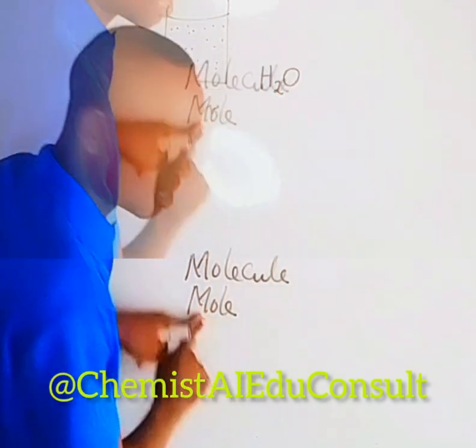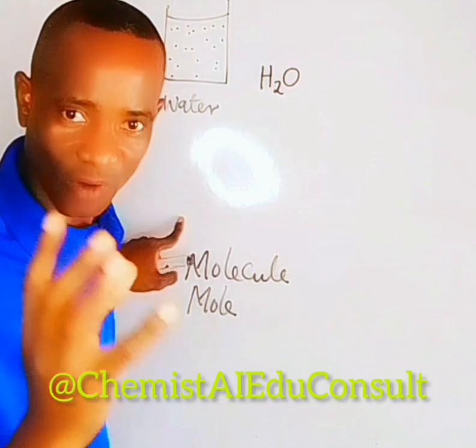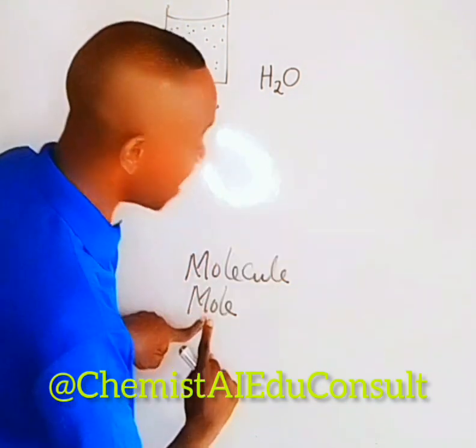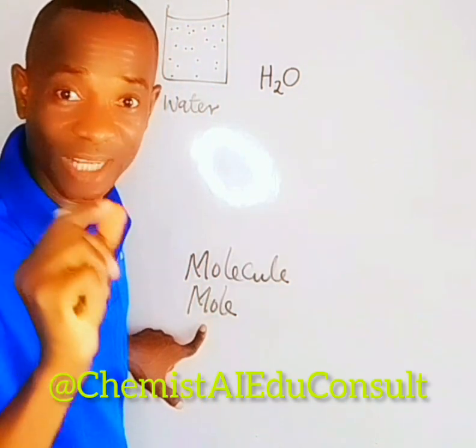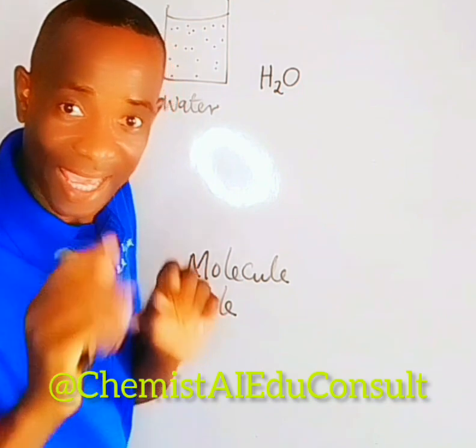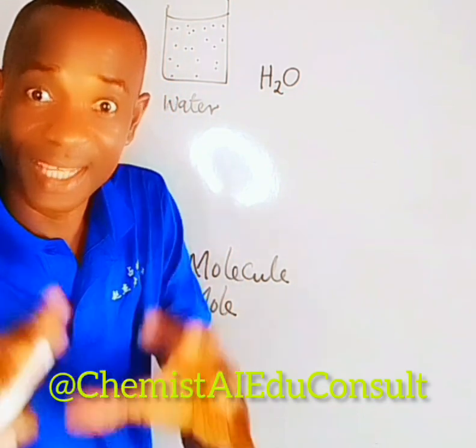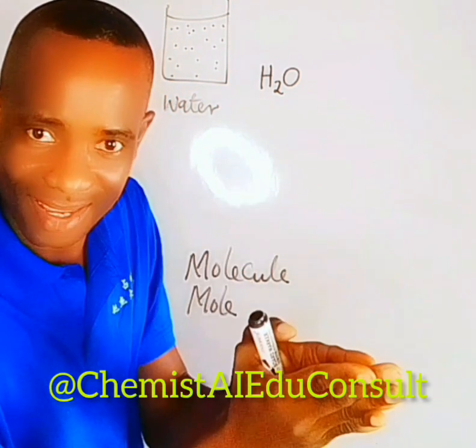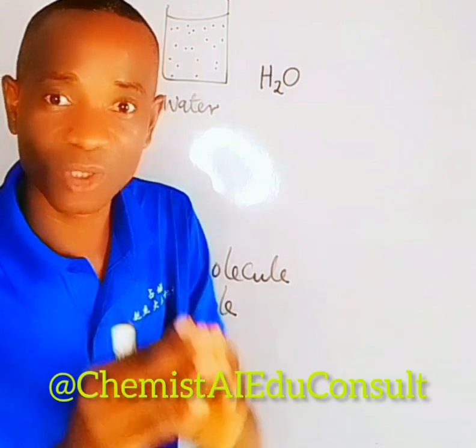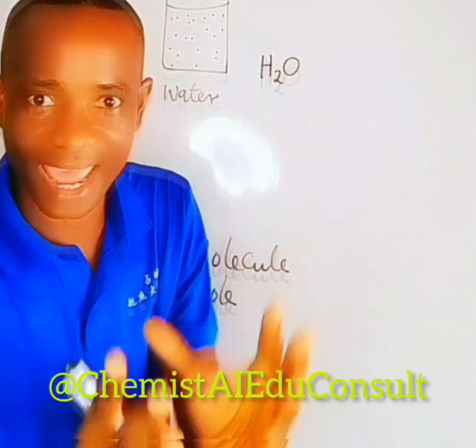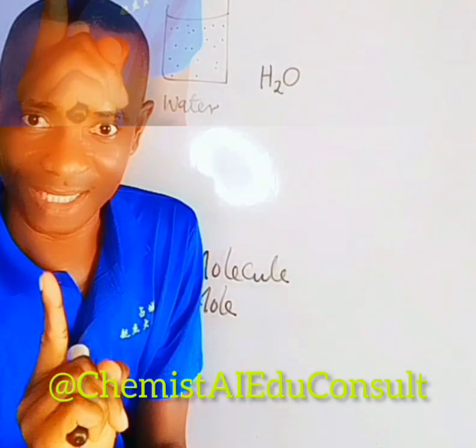What a mole is to a molecule is what a crate of eggs is to an egg. A mole is a unit of measurement, just like a dozen, or a crate of eggs is a unit of measurement of eggs. A crate of eggs is composed of 30 eggs. So 30 eggs is a unit of measurement, a crate.